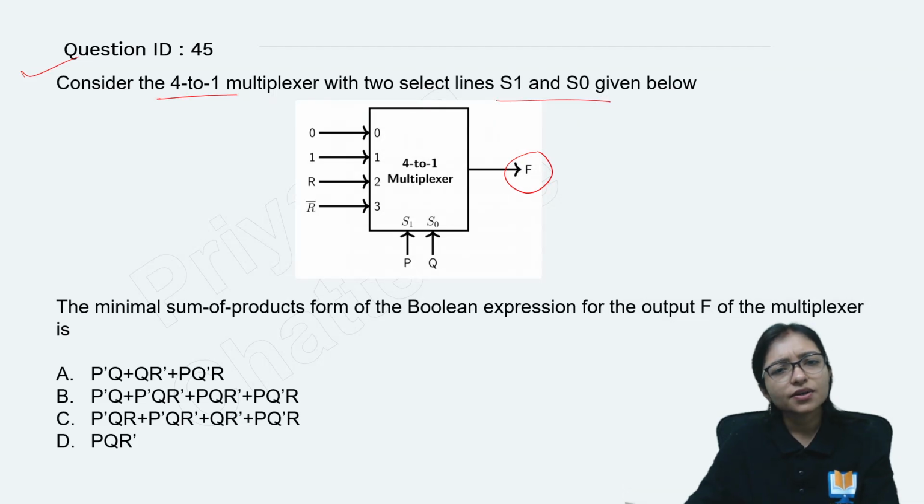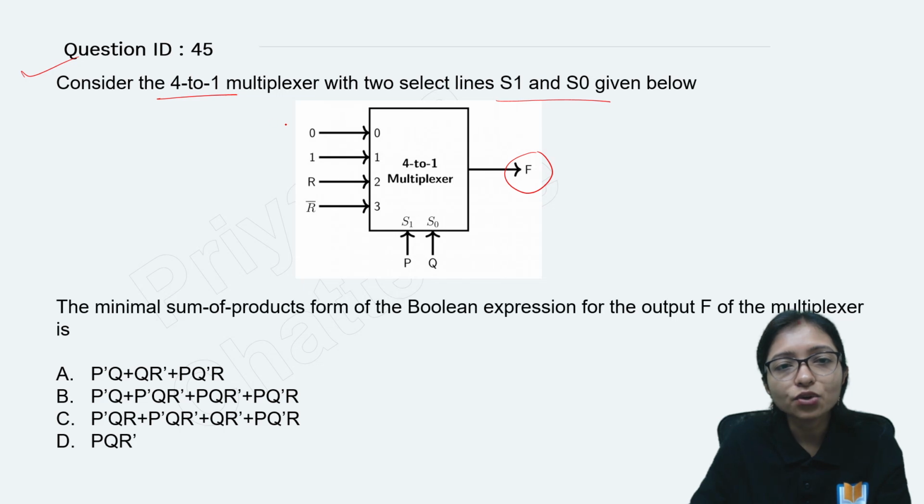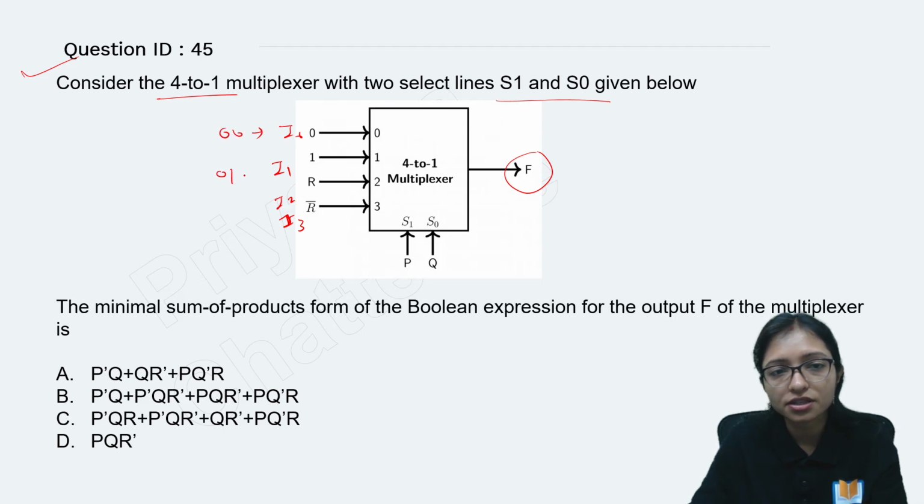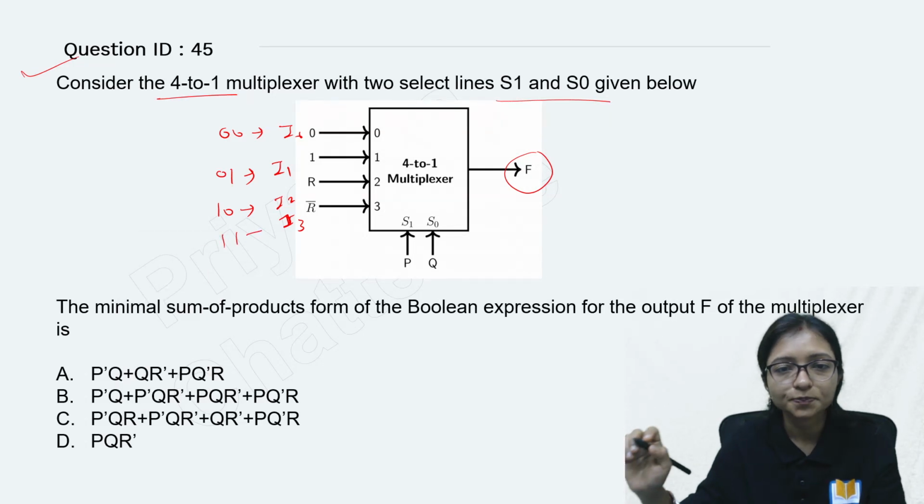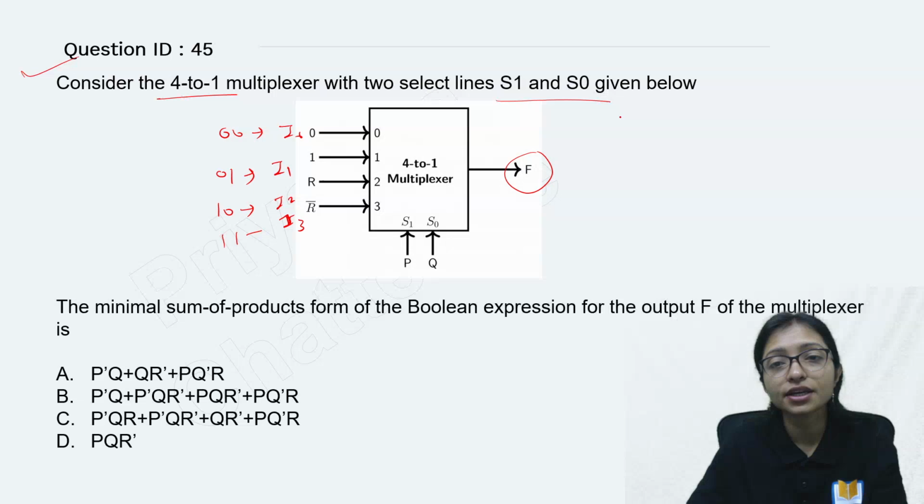Here, how to get it? Easy, see that. Here I told you, this is I0, this is I1, this is I2, this is I3. Just remember, when I am selecting 0 0, this one is selected. 0 1, this one. 1 0, this one. 1 1, this one. This is as simple as that. So for 0 0, what is the equation here?